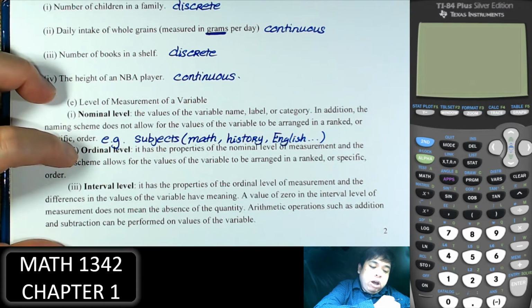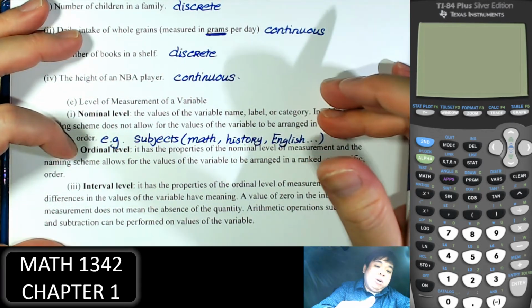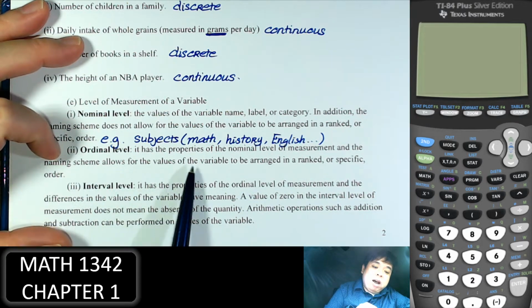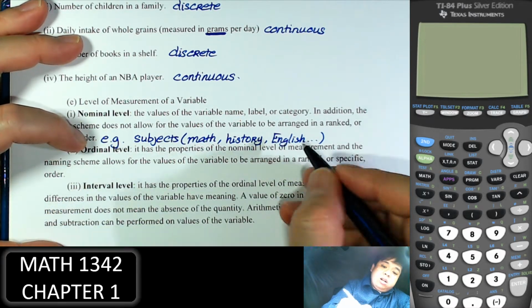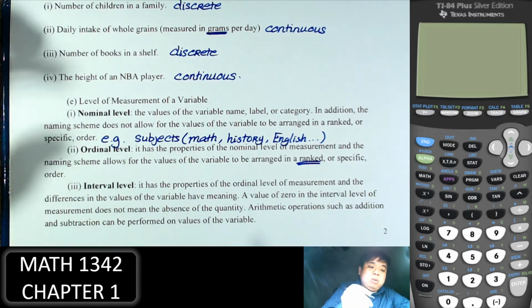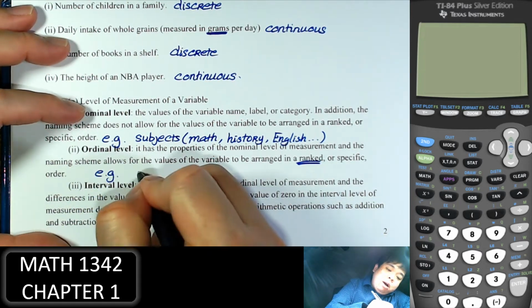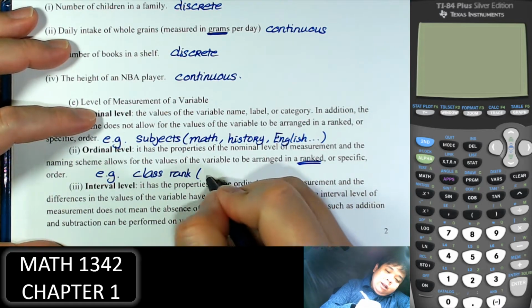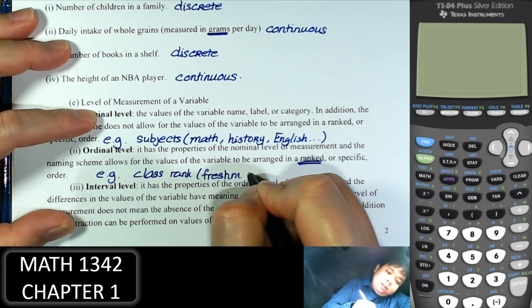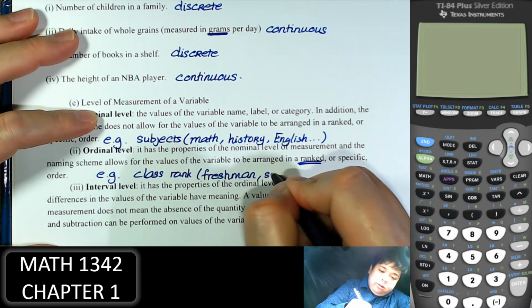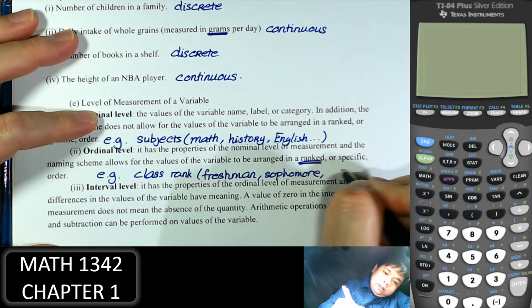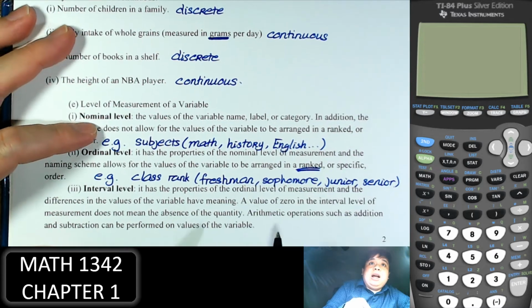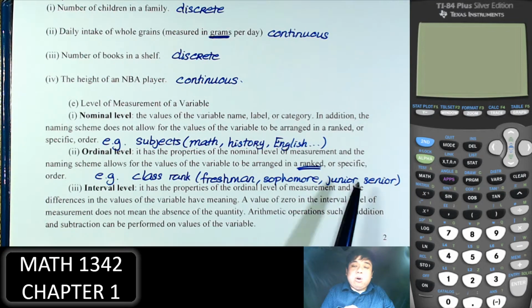Right. Ordinal level, it has all the properties of the nominal, but the naming scheme allows for the values to be ranked. So with ordinal, you can order them, so that's a rank or a specific order. So here's an example. I will talk about class rank. Freshman, sophomore, junior, and senior. Even though these are name categories, we can rank them.